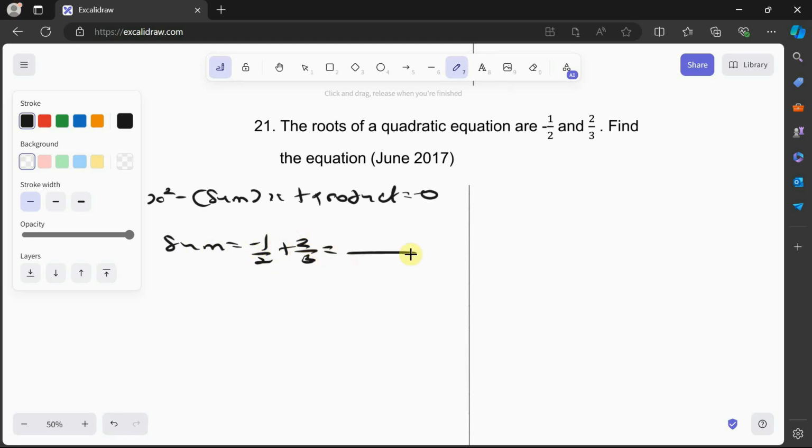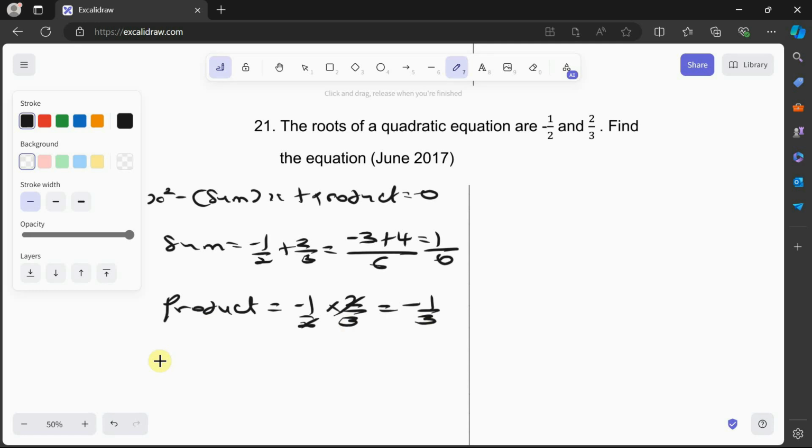The LCM here is 6. 6 over 2 is 3, times minus 1, that will be minus 3. 6 over 3 is 2, times 2, that will be plus 4. So I'll be left with 1 over 6. And then the product, that will be minus 1 over 2 multiplying 2 over 3. This will cancel this. I'll be left with minus 1 over 3.